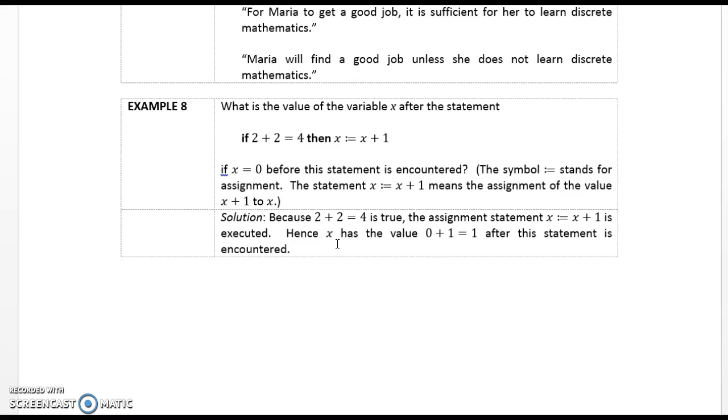Solution. Because 2 + 2 = 4 is true, the assignment statement x := x + 1 is executed. Hence, x has the value 0 + 1 = 1 after this statement is encountered.